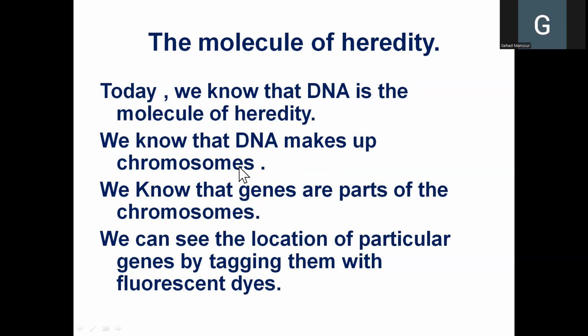So the DNA is the molecule of heredity. The DNA makes up chromosomes, and the chromosomes are made up of genes, and we can visualize the genes and tag them with fluorescent dyes in the lab. But there is a missing item here: chromatin and the nuclear proteins. So we will open a new screen in order to show the relationship between DNA, chromatin, genes, and chromosomes.